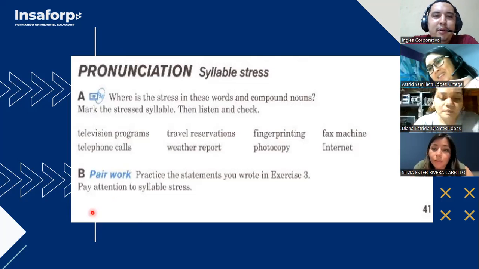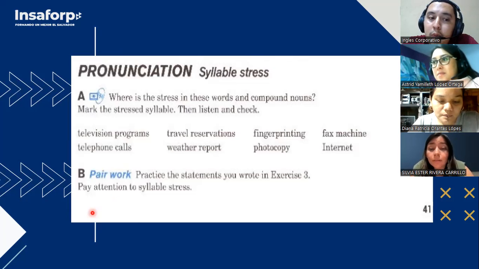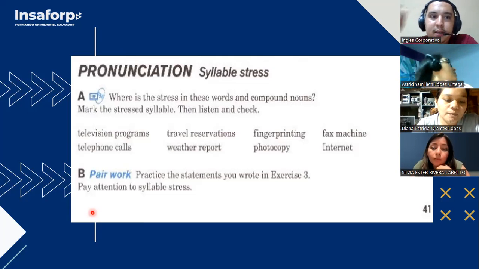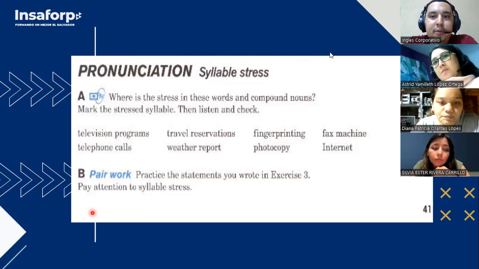Okay, guys. Cell phone, cell phone, cell and phone. We have the word cell from a little tiny object, a cell, and we have the word phone. Cell phone, that might be another compound noun.